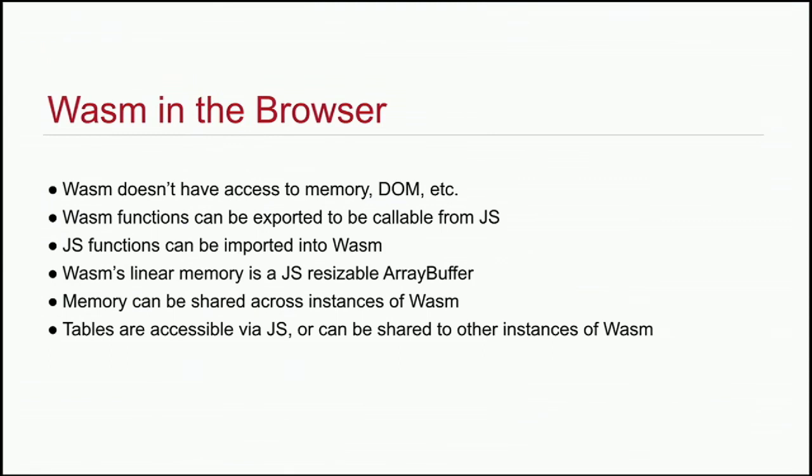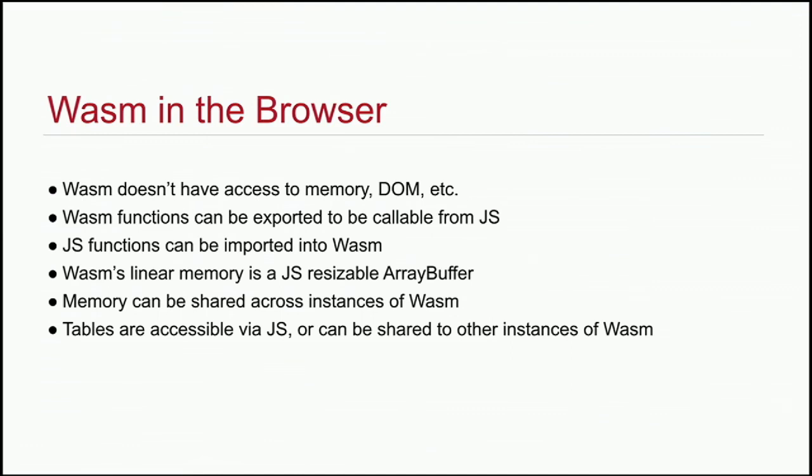WASM can't talk to the DOM. WASM can't read your memory. It can't write to the screen. It can't do anything on its own. It's totally sandboxed off from all that stuff. If you want WASM to do anything other than spin your CPU, you have to declare some imports or some exports. The most obvious example of this is functions. So we declared the export for the add function, and then that meant that JavaScript could call that add function and it would run the WASM and then return the value back to JavaScript.